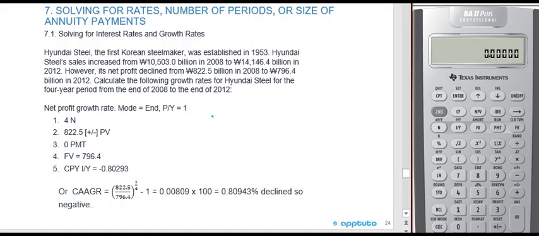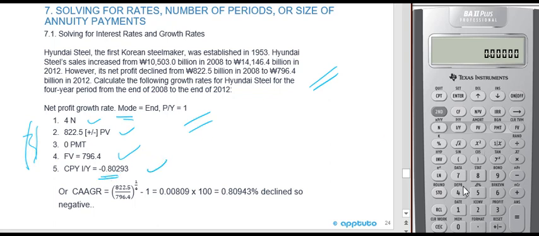So this one is just a little bit of practice on asking you to calculate the profit growth rate, and you can see it tells you that profit declined. So we know that it's going to be negative. So again, I won't go through it. This is just very quick. 4 N. You had the present value, you had a future value which was less, and you compute the I/Y, it's going to give you a negative.